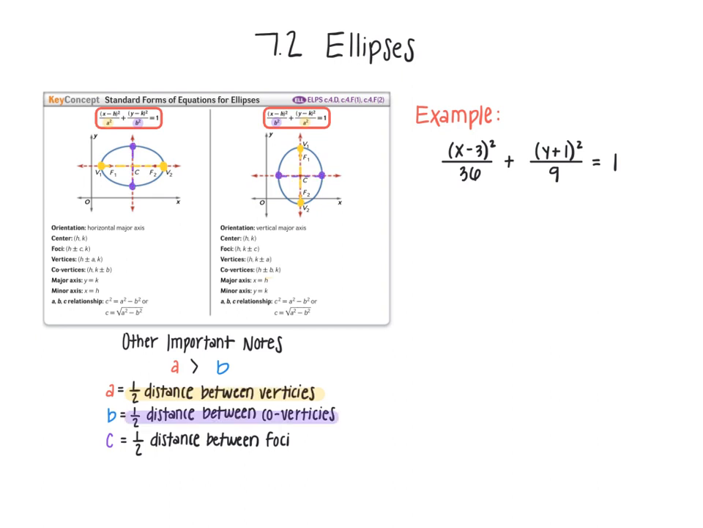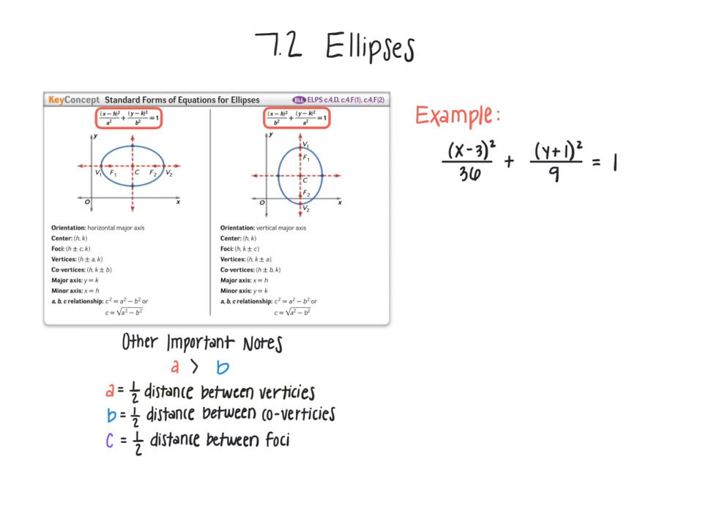So as you pay attention to your standard form equation, you need to look at both of your denominators, and whichever denominator is larger, that is going to be your A. So if your A is located under the X, then you know that you're laying in the horizontal direction. Whereas if your A is located under Y, you know that you're standing in the vertical direction.